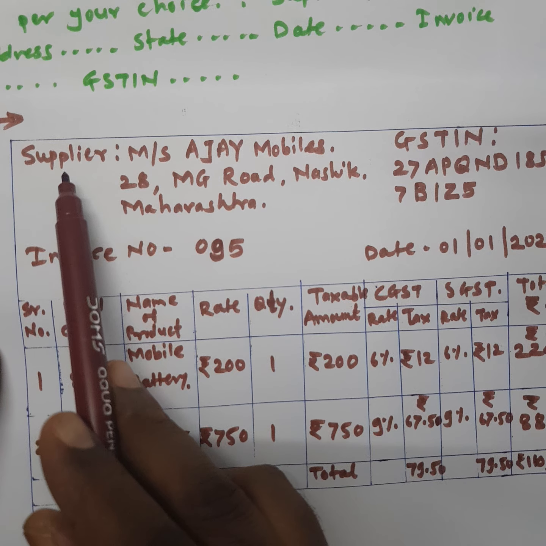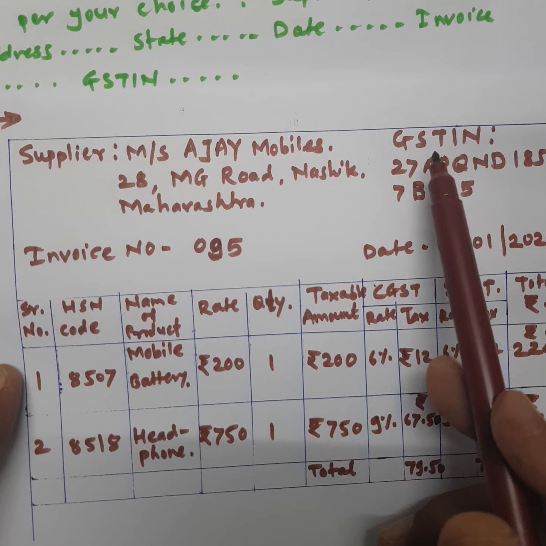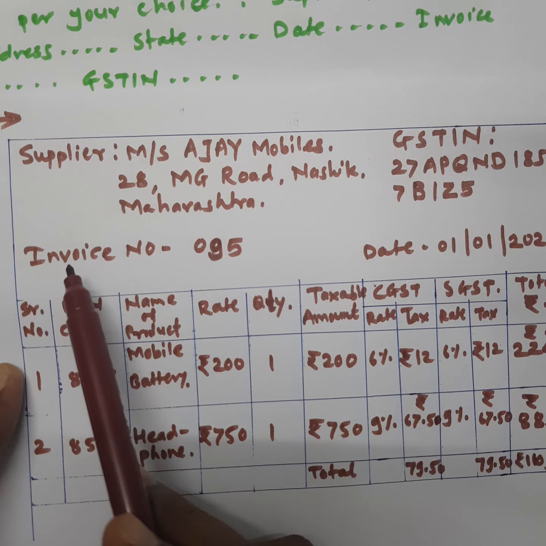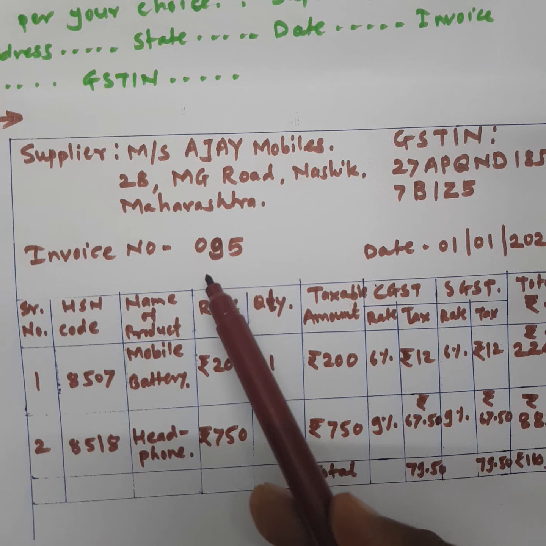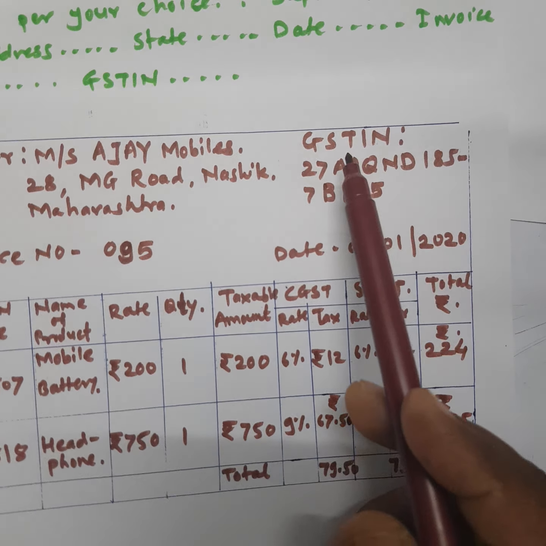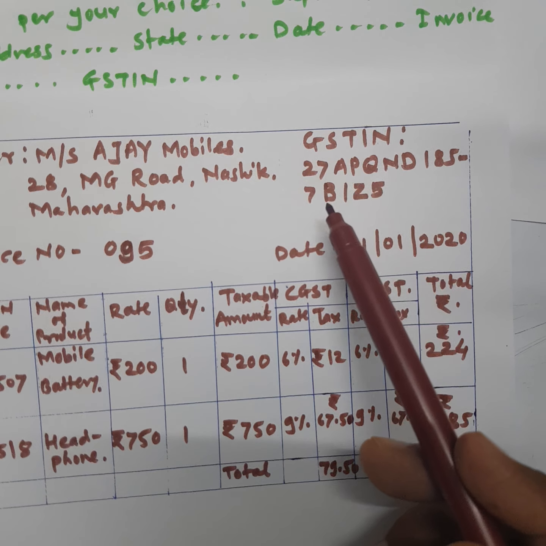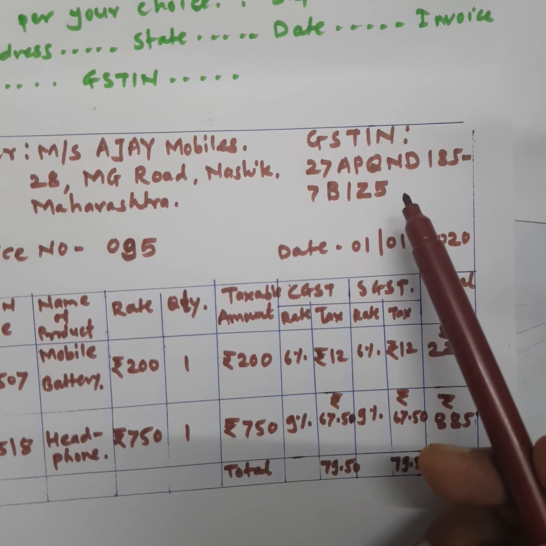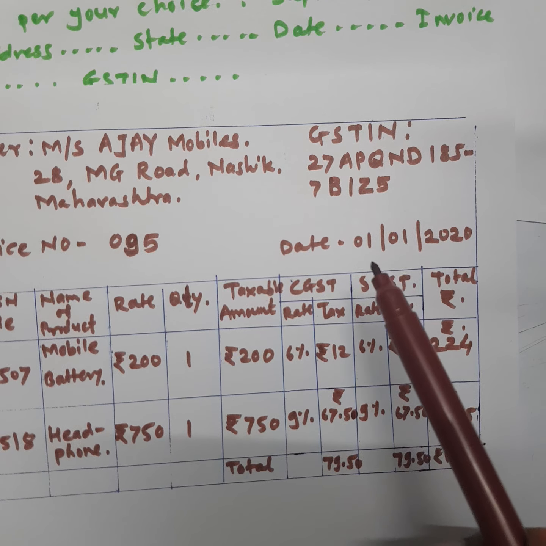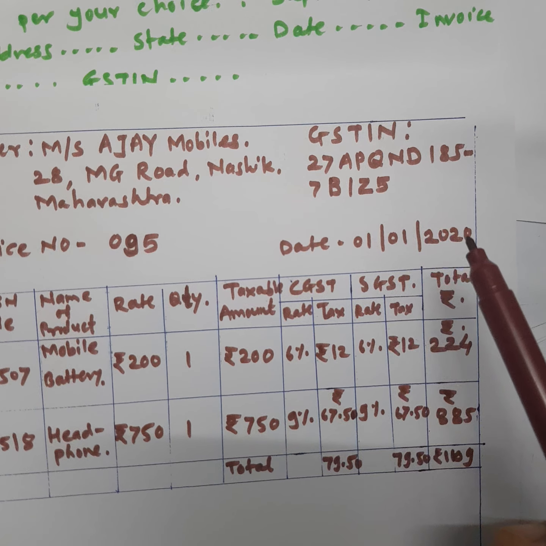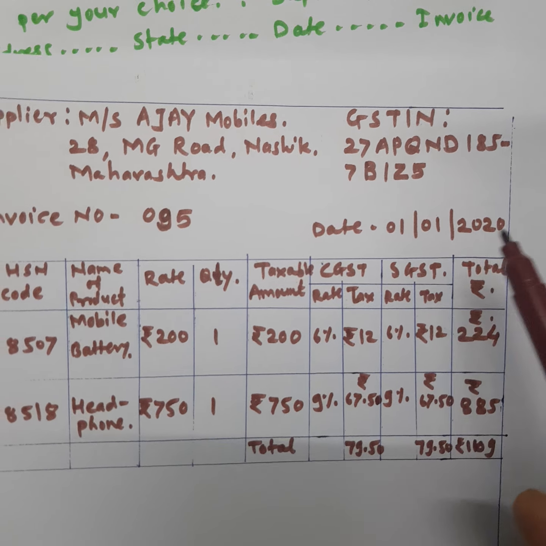First mention the name of supplier, address of supplier, state of supplier, then under which there is the invoice number, any number as per your choice. Then GSTIN in the upper right corner, 15 digit GSTIN, date of invoice. Here I write 1st January 2020. You can write any date.